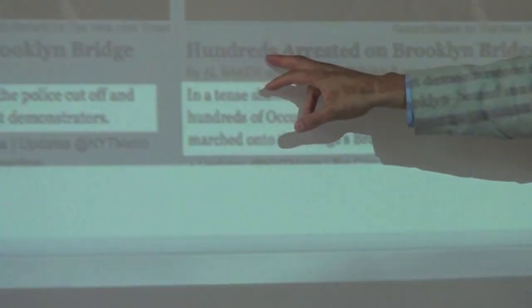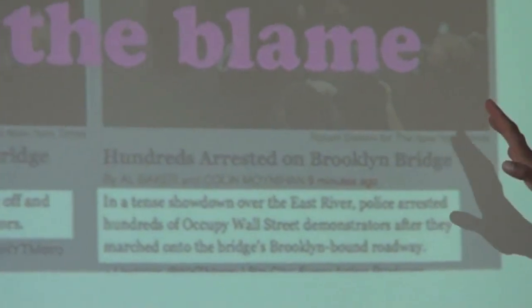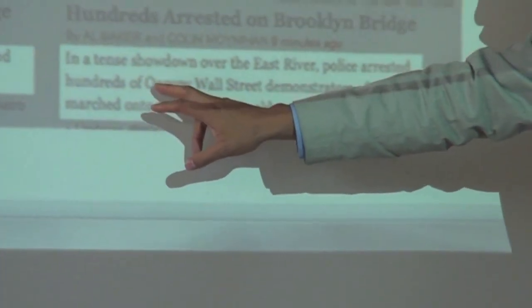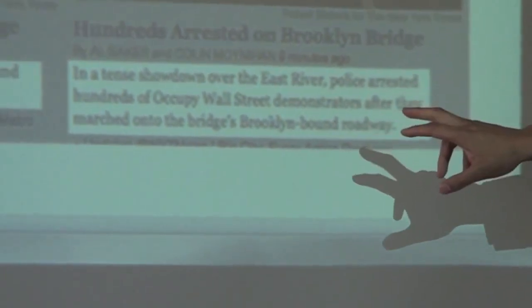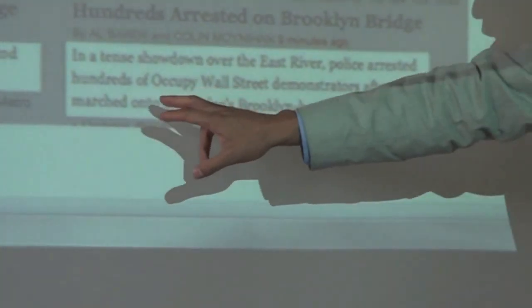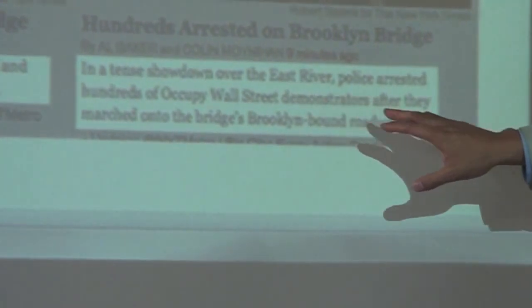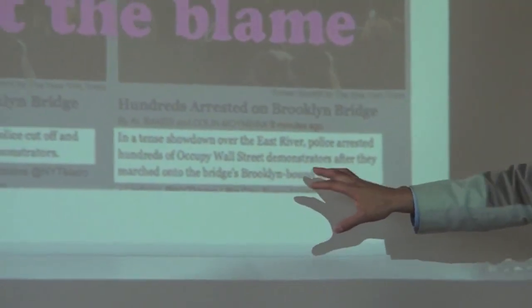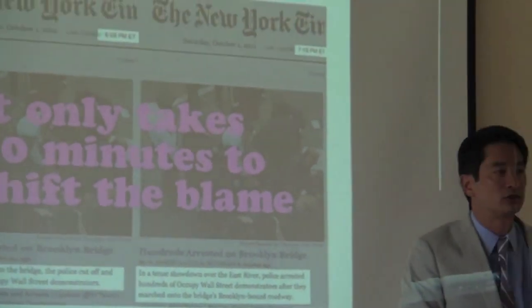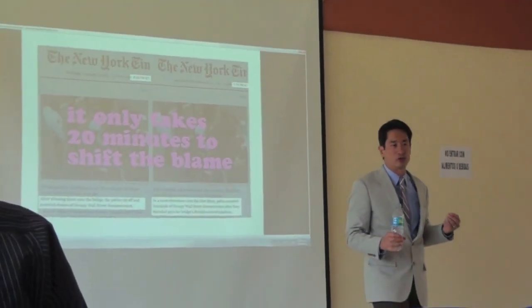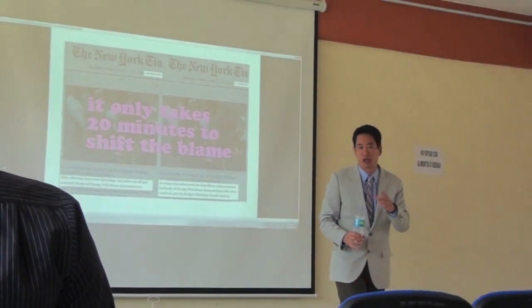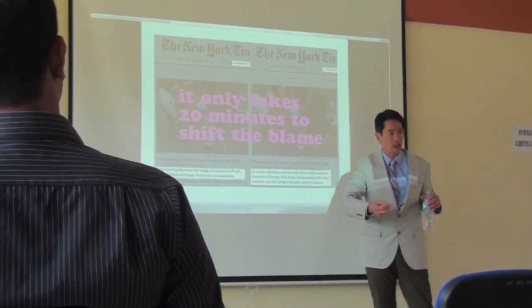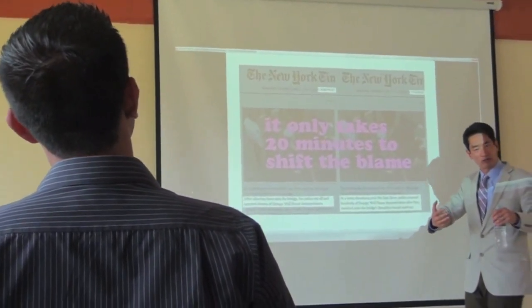Now, here is the headline, "Hundreds arrested on Brooklyn Bridge," okay? But now it says, "In a tense showdown over the East River, police arrested hundreds of Occupy Wall Street demonstrators after they marched onto the bridge's Brooklyn-bound roadway." So what's the difference between the two texts and how they're constructed? Notice that we're using grammar as a resource for making particular meanings, and we're thinking about our linguistics.